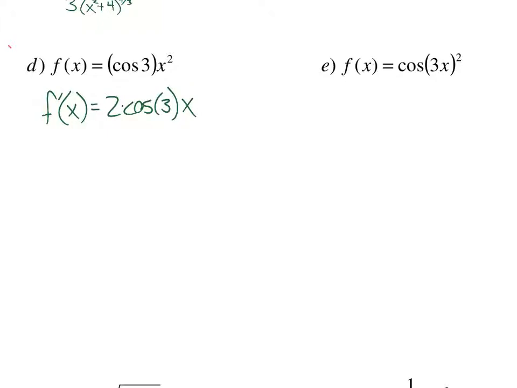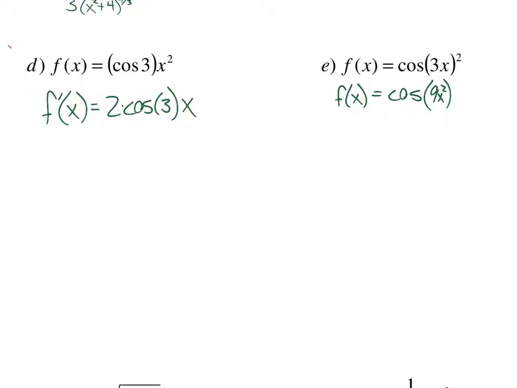E, on the other hand, what are we going to have to use for that? The chain rule. Now, we do use the power rule within this. But notice what this is saying. This is f of x equals the cosine of 3x, which is squared. So that's actually a 9x squared. The cosine is not what's being squared. It's the thing that we're taking the cosine of that's squared.